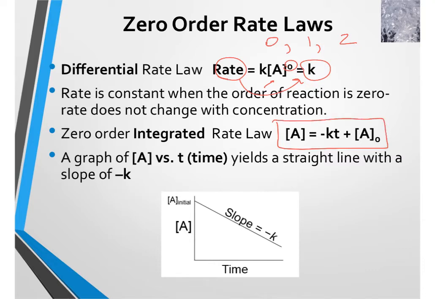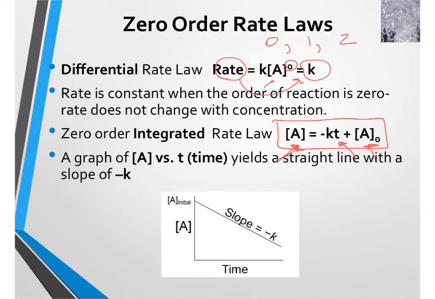So let's say that you did an experiment and you know your initial concentration of reactant and you monitored how the concentration of the reactant changed over time. So you kept track of time and then you kept measuring the concentration. And let's say you weren't quite sure it was zero order. You wanted to figure out what order it was.